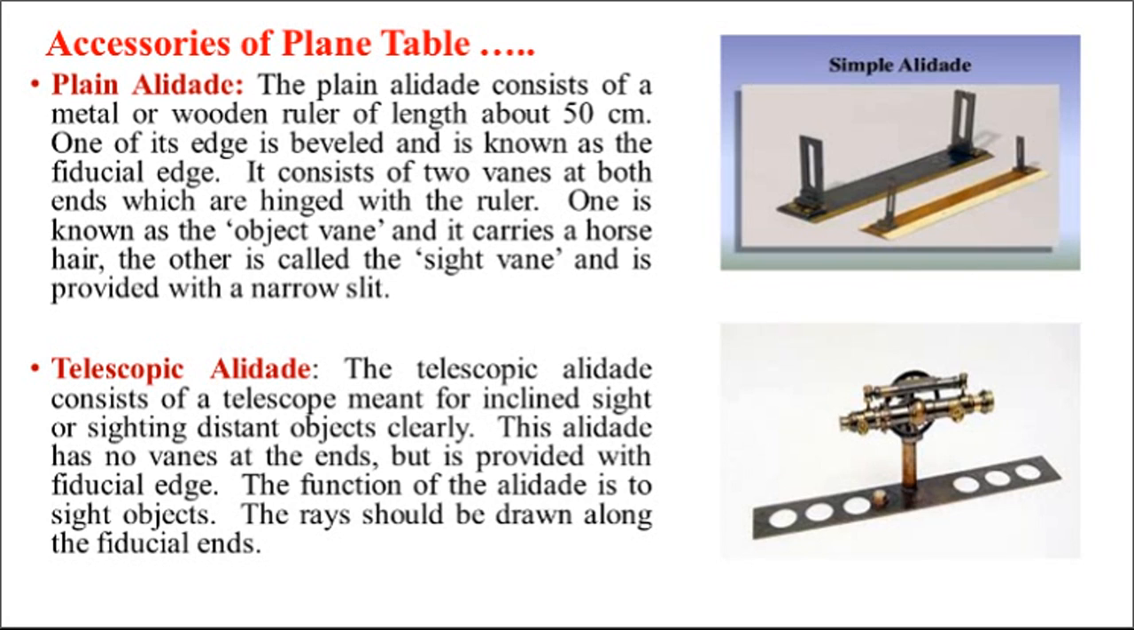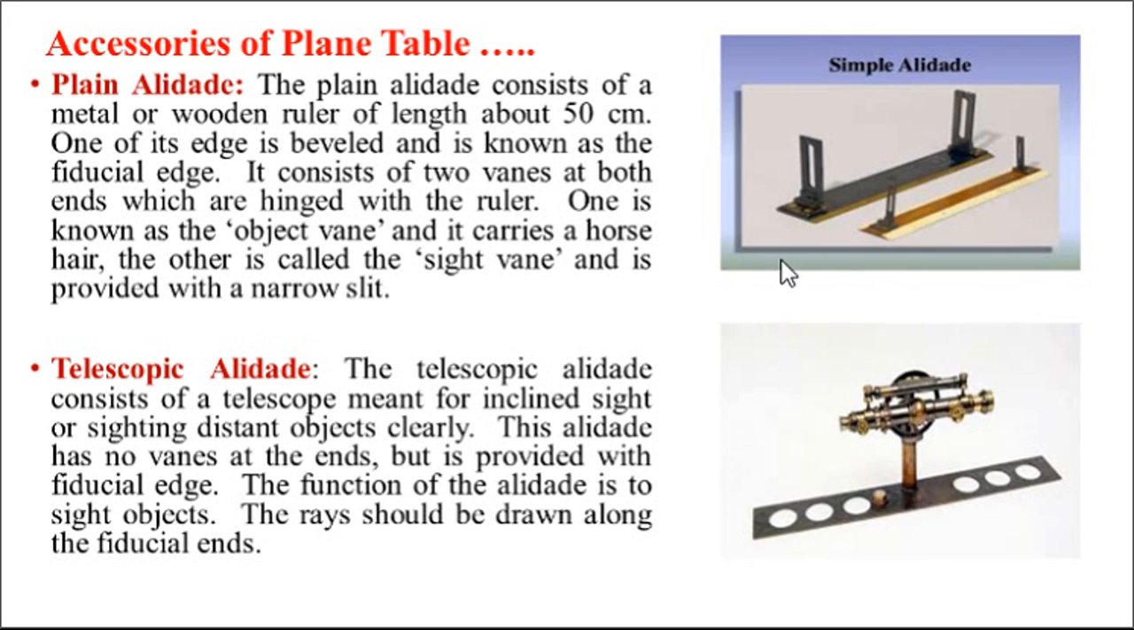One is known as object vane and it carries a horsehair. The other is called the sight vane and is provided with a narrow slit. So in this figure, this is an alidade. These are the two vanes. One is object vane and another one is the eye vane. And with the help of this, we can sight the different object while doing the survey.